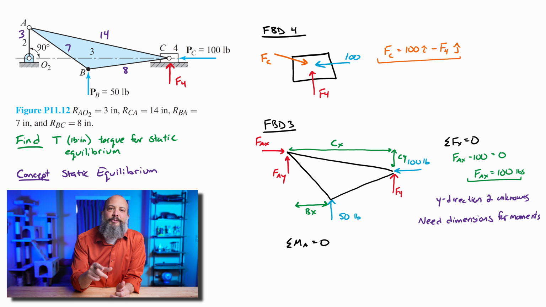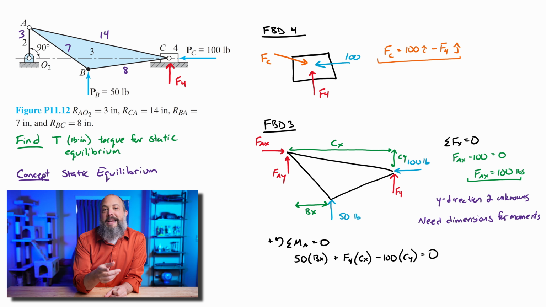Sum of moments equals 0. I'm going to call the counterclockwise direction positive. So 50 times bx will be positive, plus F4 times cx is positive, minus 100 times cy will be negative because it's going to be rotating in the opposite direction. So in order to find F4, I'm going to have to find those 3 distances first.